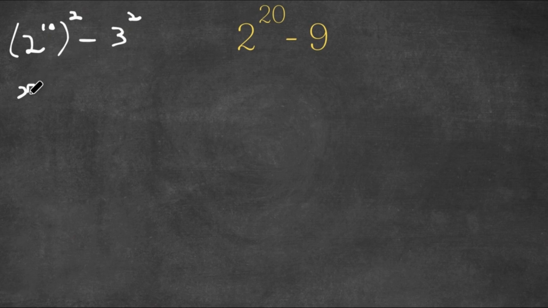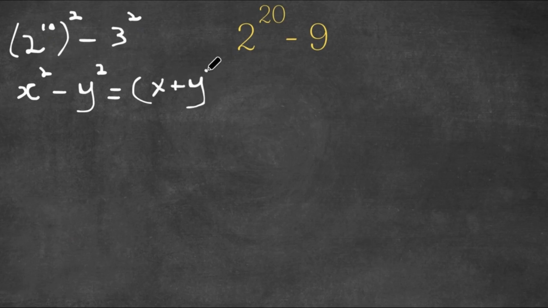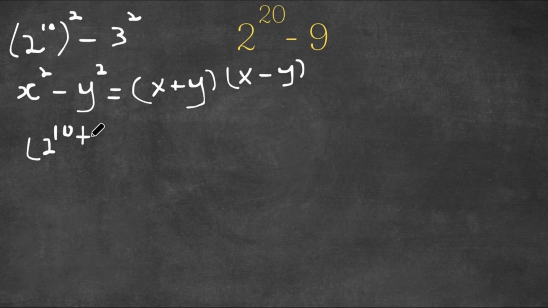Now x squared minus y squared is equal to x plus y times x minus y. So 2 to the power of 10 squared minus 3 squared would equal 2 to the power of 10 plus 3 times 2 to the power of 10 minus 3.